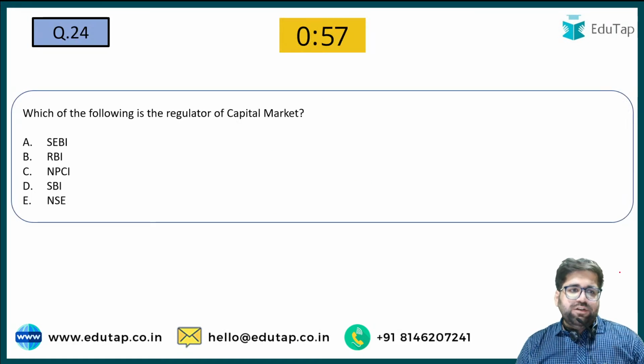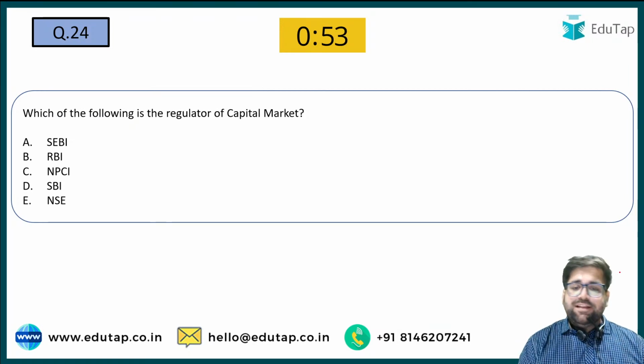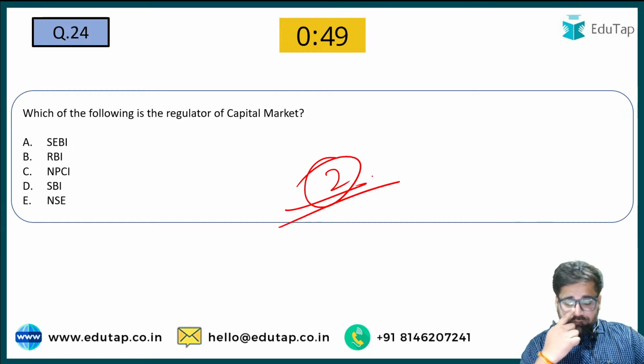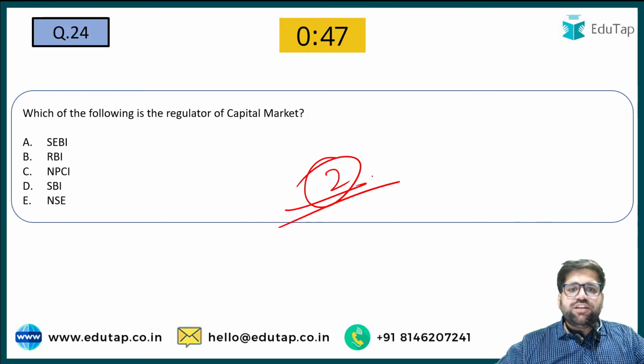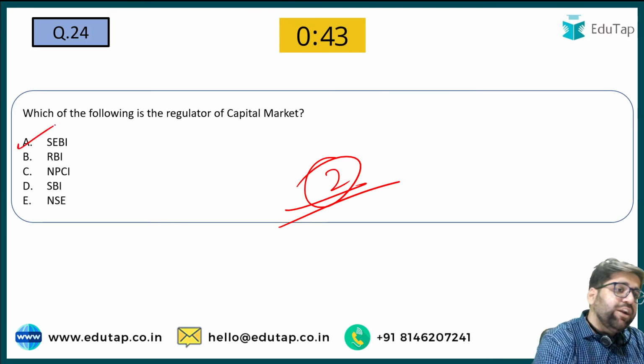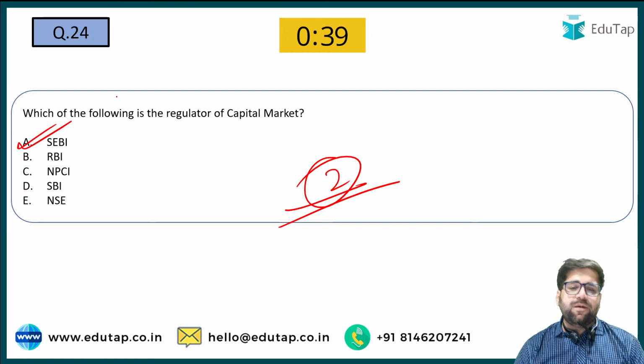Again, a very easy question. Which of the following is the regulator of capital markets? You will not get an easier question than this, because this question is for 2 marks, my friends. Which institution has control over which particular market? Yes, it's SEBI. Right now we have discussed this. A very easy question, nothing much to discuss. Capital markets are under the purview of SEBI.